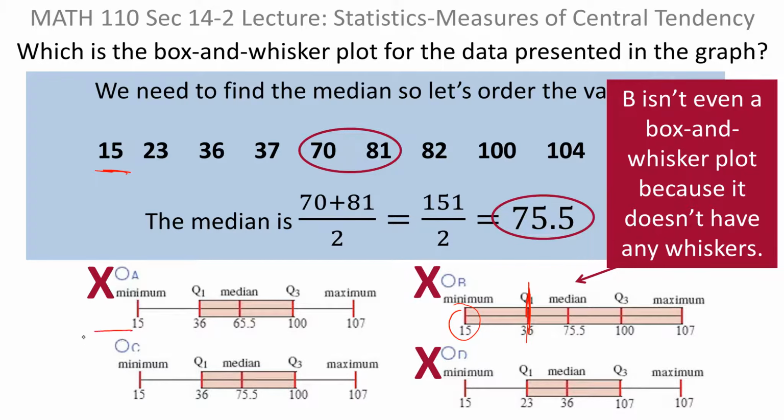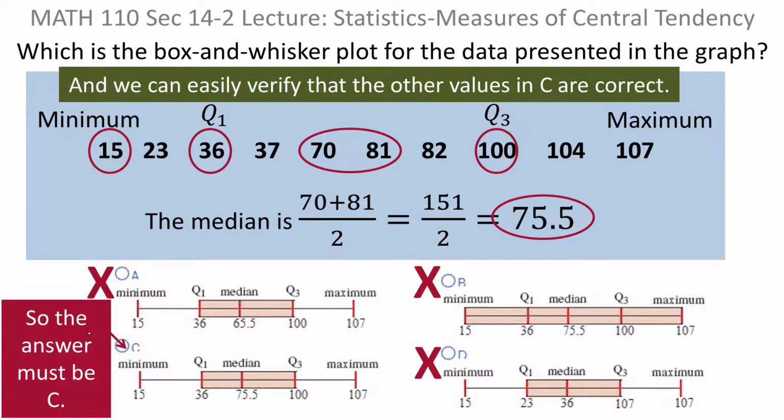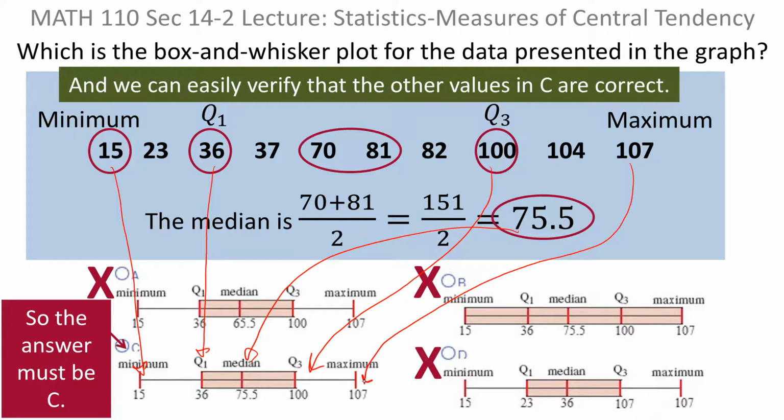So you've got to be pretty certain now that the answer is really C. And you can verify that by noticing that the minimum is right, the Q1 value is right, the median is right, the Q3 value is right, and the maximum is right. So the answer is most definitely C.